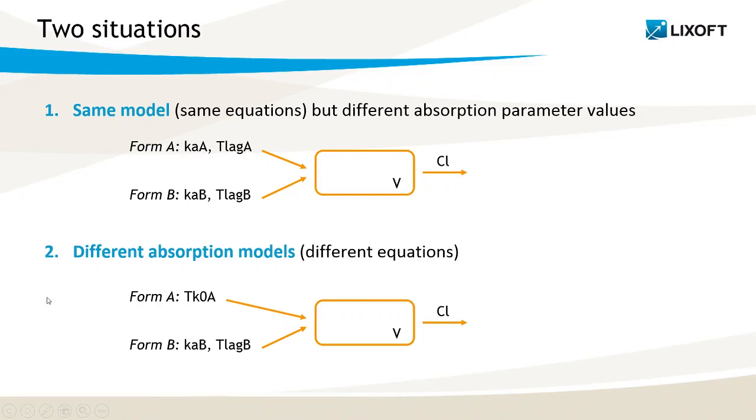In some cases, I will need two different absorption models for the two different formulations, so that would mean different equations. In this example, I could, for example, have a zero-order absorption process for formulation A and a first-order process with Tlag for formulation B. Let's first see how to handle the first situation.